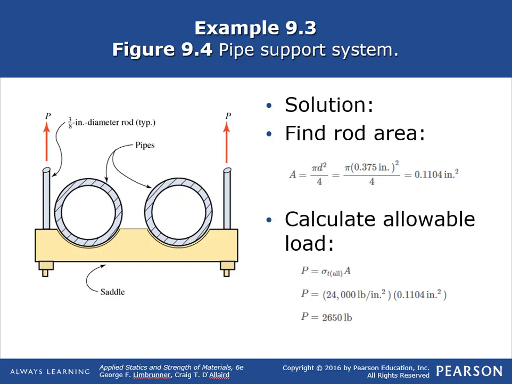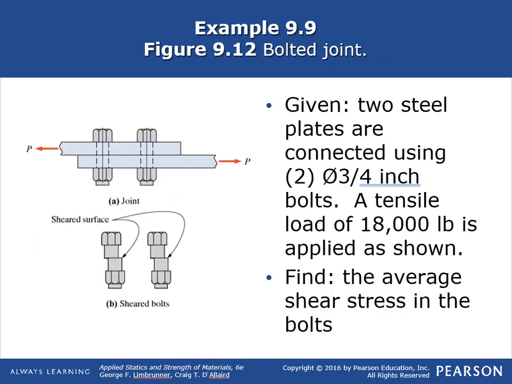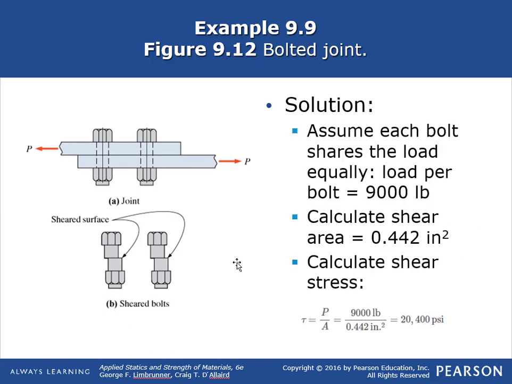Okay, so the next problem is a direct shear problem. Example 9.9. Given two steel plates connected using two 3/4 inch diameter bolts. A tensile load of 18,000 pounds is applied as shown. Find the average shear stress in the bolts. Okay, so in this particular case, we're going to assume, first of all, that each bolt shares the load equally. Therefore, each bolt is going to resist 9,000 pounds.